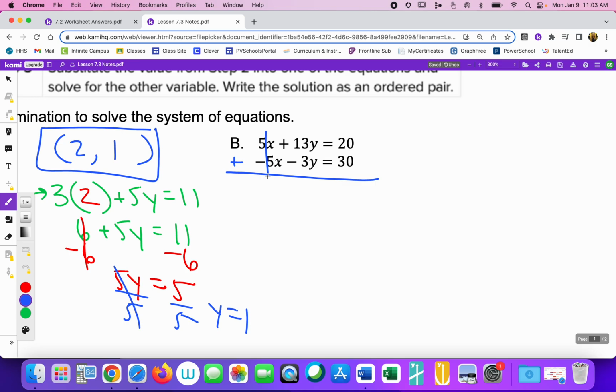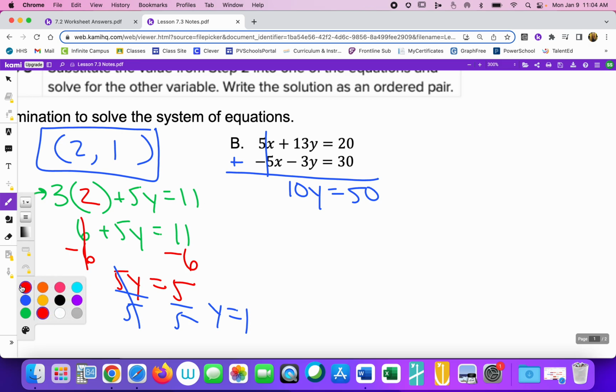What is 13y plus negative 3y, or you can do the same amount as minus 3y? 10. So this will be a 10y. 20 plus 30 would be 50. So if you have opposite coefficients, meaning one's positive, one's negative, it doesn't matter which one's on the top or bottom, as long as they're opposite signs, those will become 0, hence eliminating.